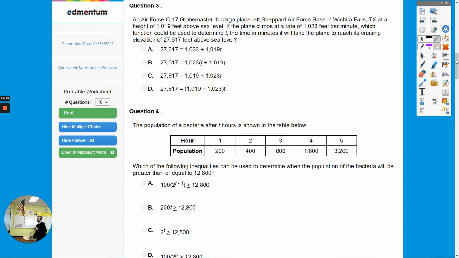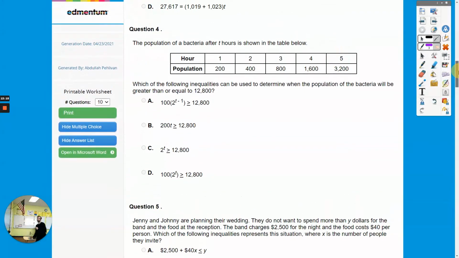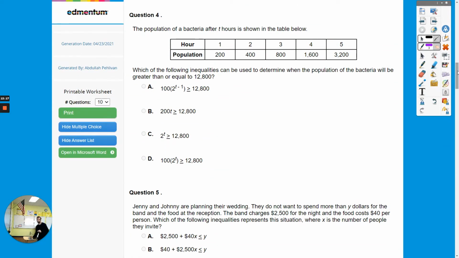Okay, scrolling down to an exponential question. Remember, this lesson was about linear and exponential equations and inequalities. So, the population of a bacteria after t hours is shown in the table below. Which of the following inequalities can be used to determine when the population of the bacteria will be greater than or equal to 12,800? So, the right side of all of these is right.